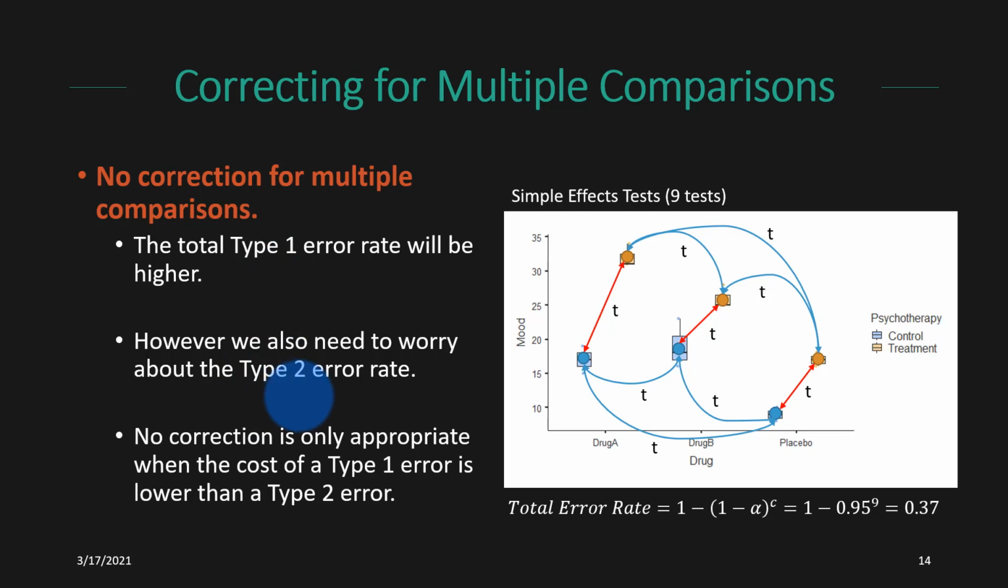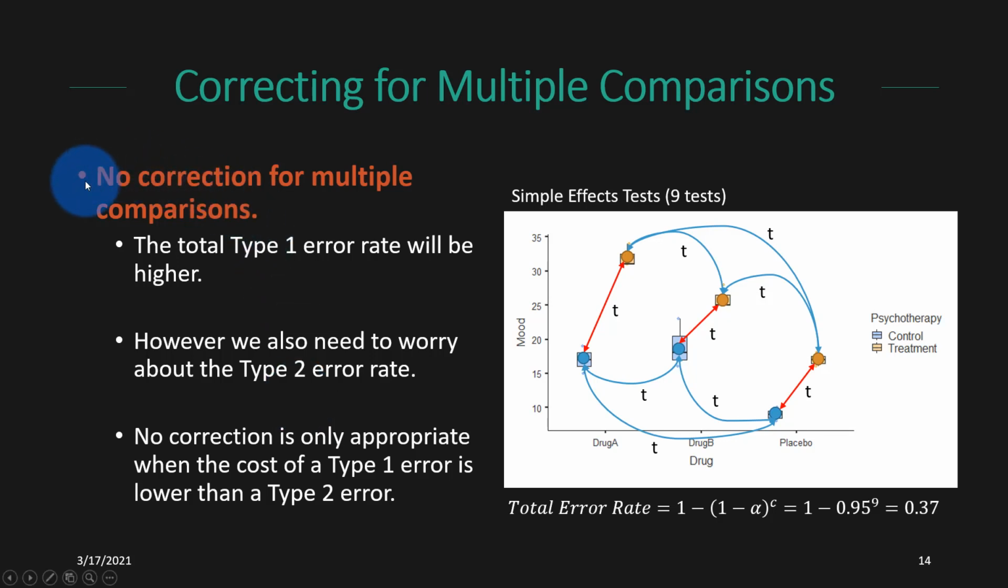So when you make a false positive and you declare something statistically significant when you really shouldn't, that can have some problems with it. But also if you declare something not statistically significant when in reality those two conditions were different, you might miss an important difference between two conditions. So no correction might actually be useful when the cost of a type 1 error, or the cost of a false positive, is low, and the cost of a type 2 error, which is to say the cost of a false negative, is high.